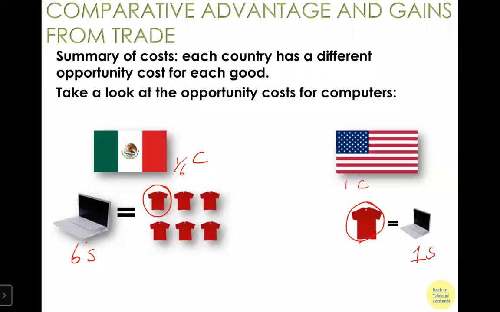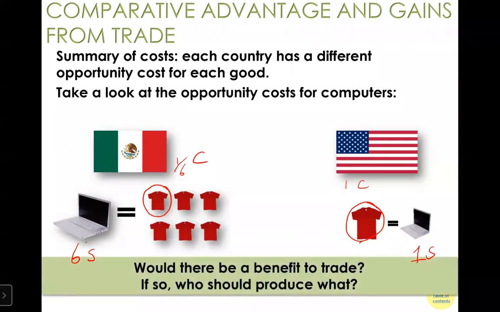Okay, so let's just continue our discussion. Where we are, we just look at two countries, right? And clearly, they have different opportunity costs in producing shirt versus a computer, right? So you can see clearly from here. So now let's go to the next slides, understand what this difference means, right?